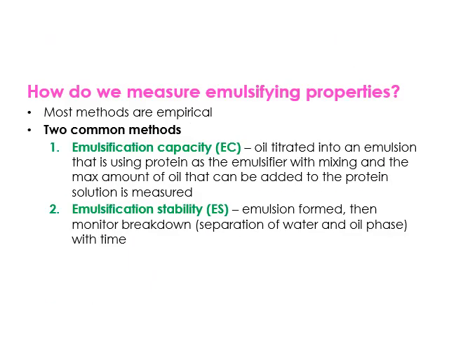So how can you measure emulsifying properties? There are two common methods. Either by looking at the emulsification capacity. This is by titrating oil into an emulsion that uses protein as the emulsifier while mixing, and the max amount of oil that can be added to the protein is known as the emulsification capacity. We can also look at emulsification stability, where when the emulsion is formed, we monitor the breakdown, the separation of the water and oil phase, with time. So we observe this stability over time.